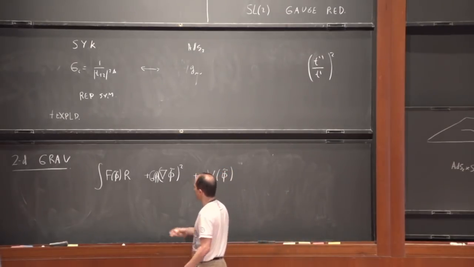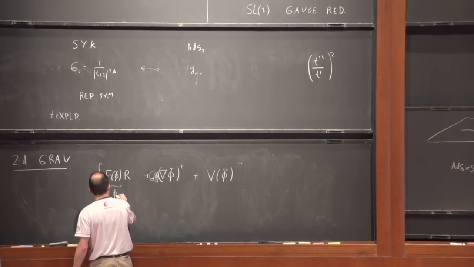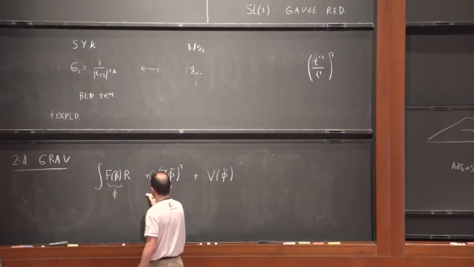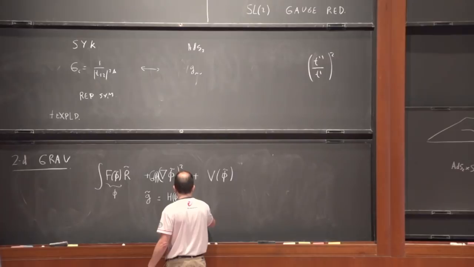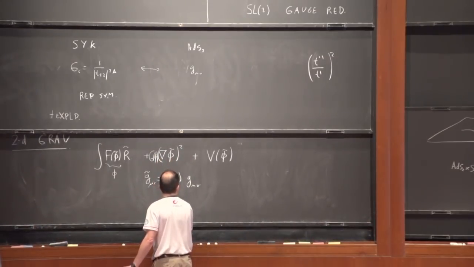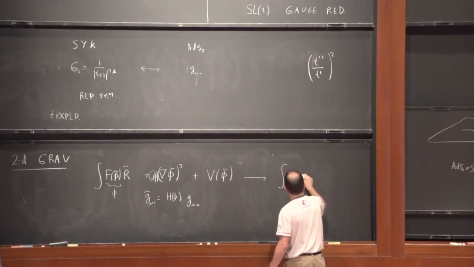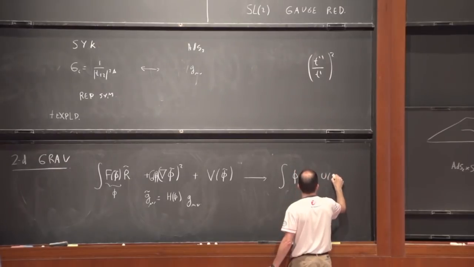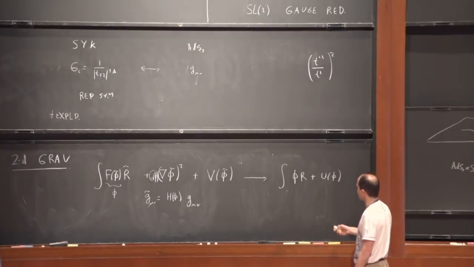And we can, by a field redefinition, redefine this to be, let's say, some phi. And then we can redefine the metric. Let me call g tilde the metric that appeared in the original Lagrangian. We can define some function h of phi times g mu nu. And in the end, this action becomes field-redefinition equivalent to an action that contains just phi R plus U of phi. So this is the most general two-dimensional gravity action.